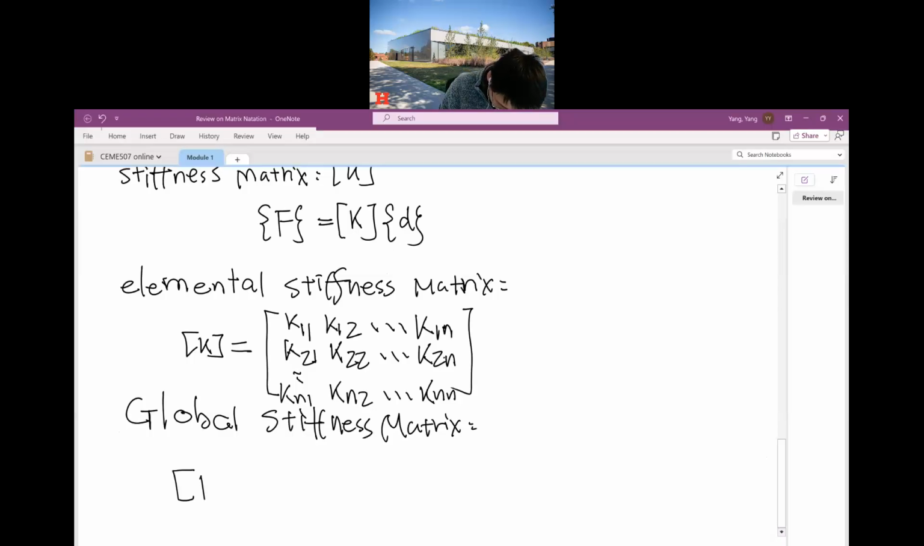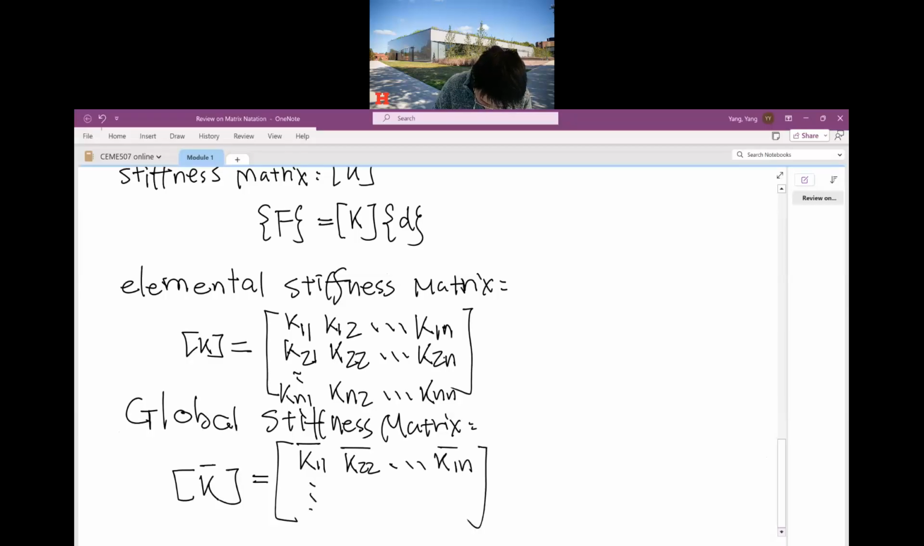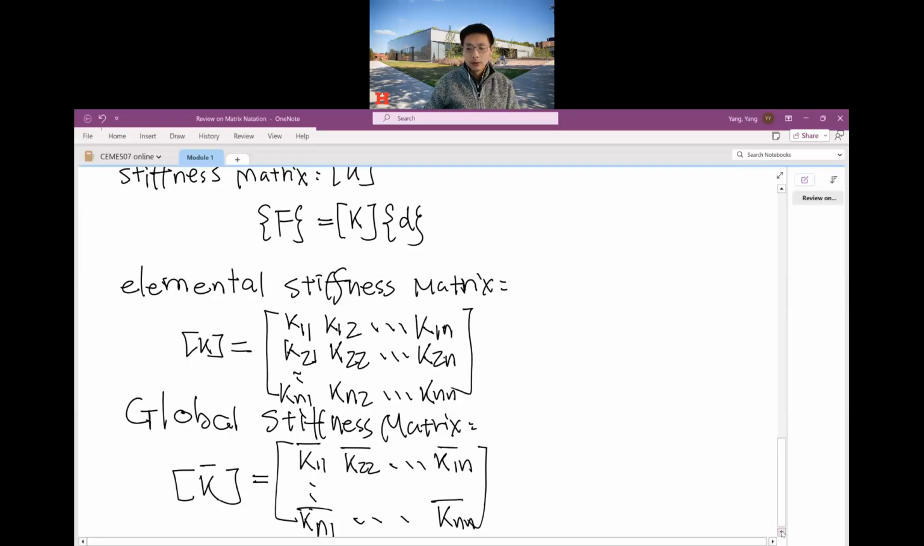You can have the global stiffness matrix. So we use an uppercase K, since in this case it is very difficult to tell the difference between the lowercase k and the uppercase K in handwriting. So I use a cap there. So let's see, it's a K11, K22. So this is a global stiffness matrix.